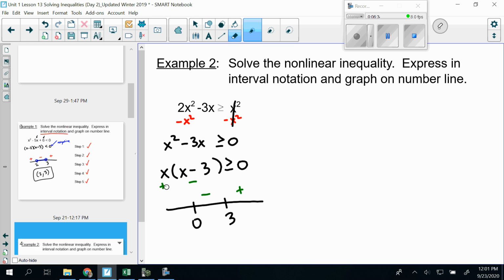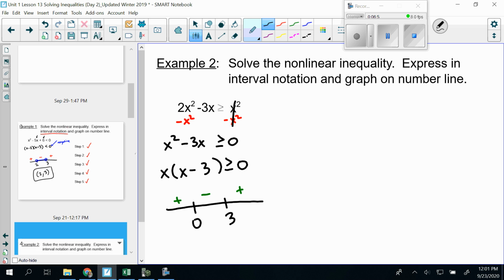Our last interval has to be something less than 0. Let's use negative 1. Well, that's going to be a negative number. Negative 1 minus 3, that's a negative number. If you multiply two negatives, you're going to get a positive. So now we know what type of numbers we're going to get in each interval here.